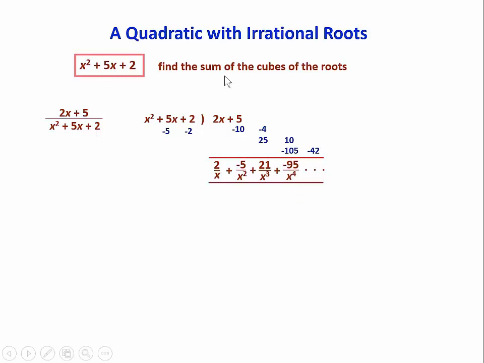Now we want the sum of the cubes of the roots. So we know that's the number of roots, the sum of the roots, the sum of the squares. This will be the sum of the cubes of the roots. So the answer is minus 95.